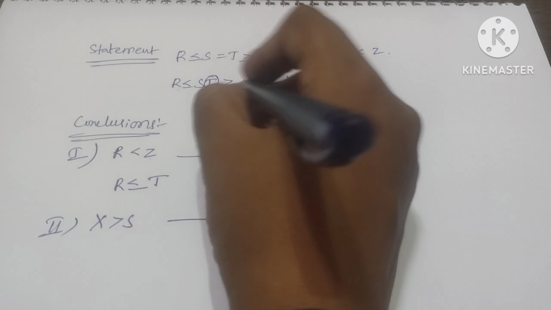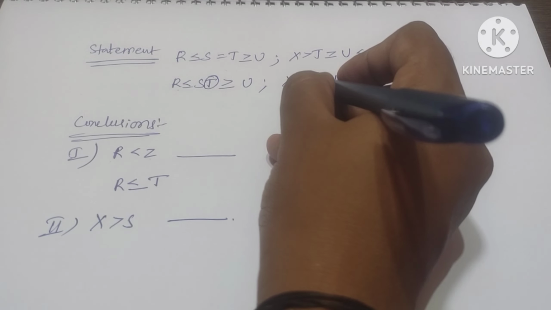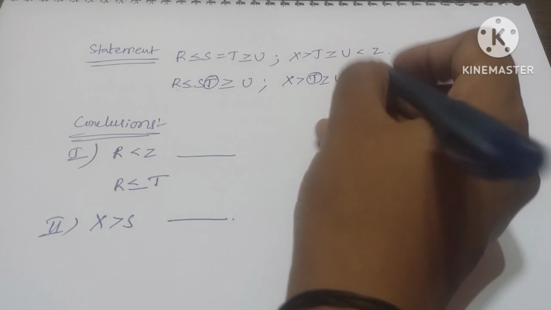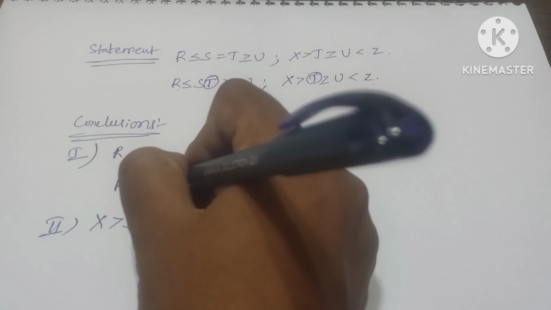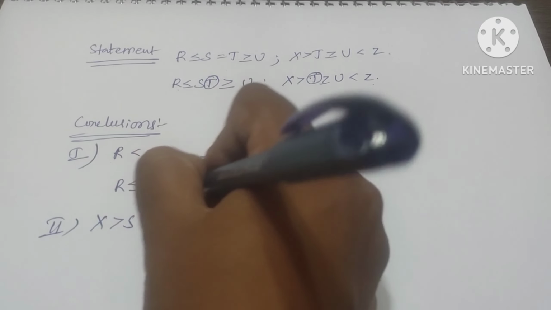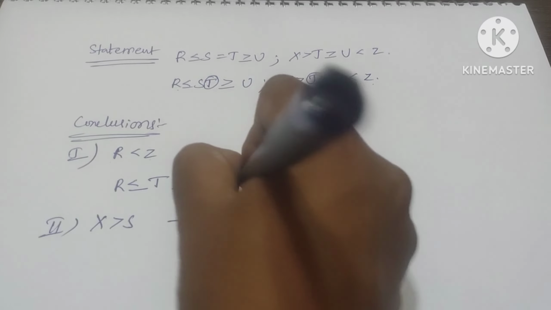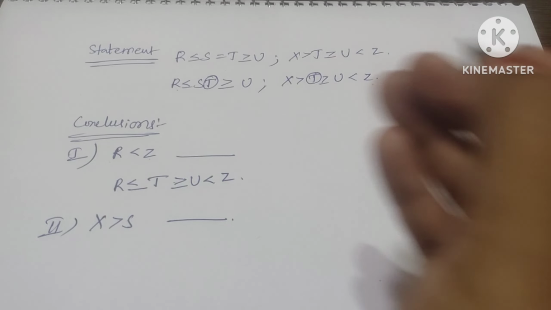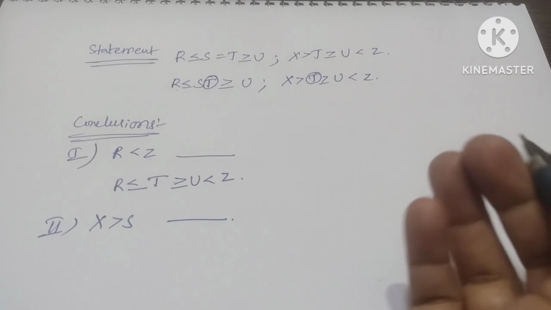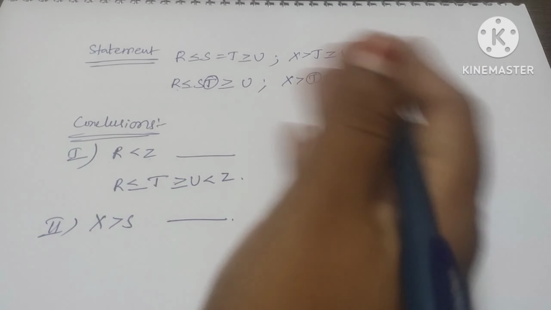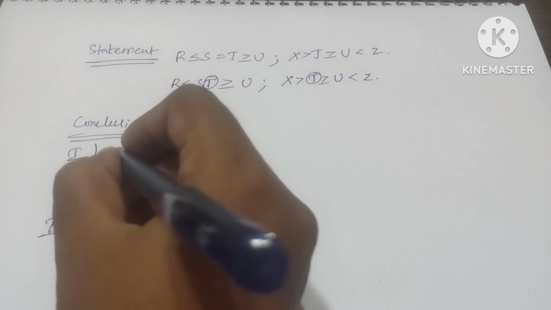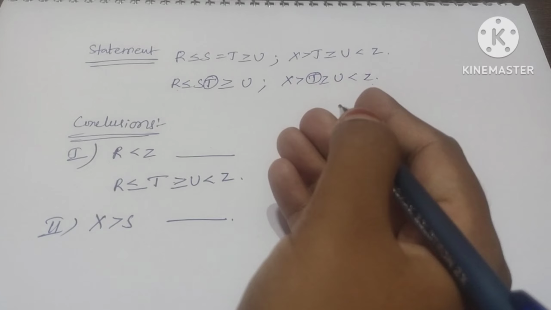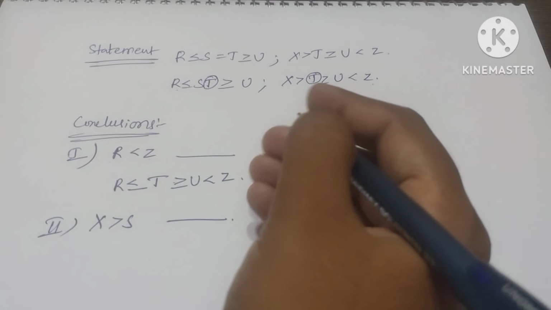Now for T to Z, what is the relationship between T to Z? Now T is greater than or equals to U and U is less than Z. This is the relationship between T to Z, right? Now we have to see whether the symbols are similar or dissimilar. If the symbols between R and Z are all less than, then the conclusion follows. If the symbols between R and Z are dissimilar, like different symbols, then the conclusion does not follow.